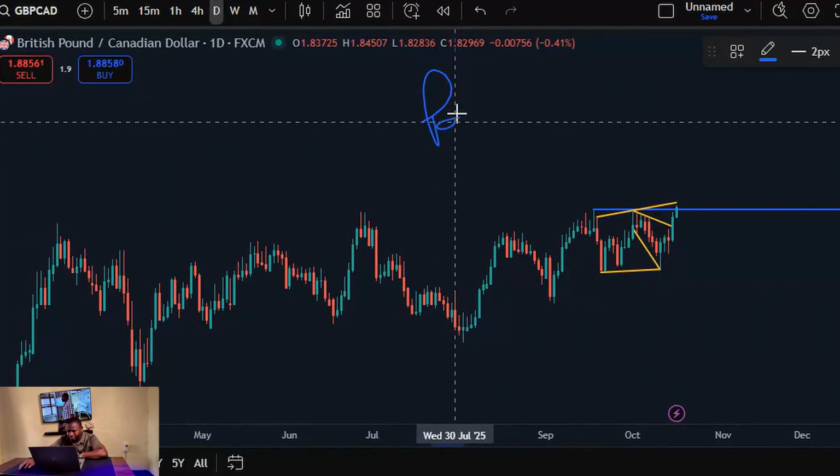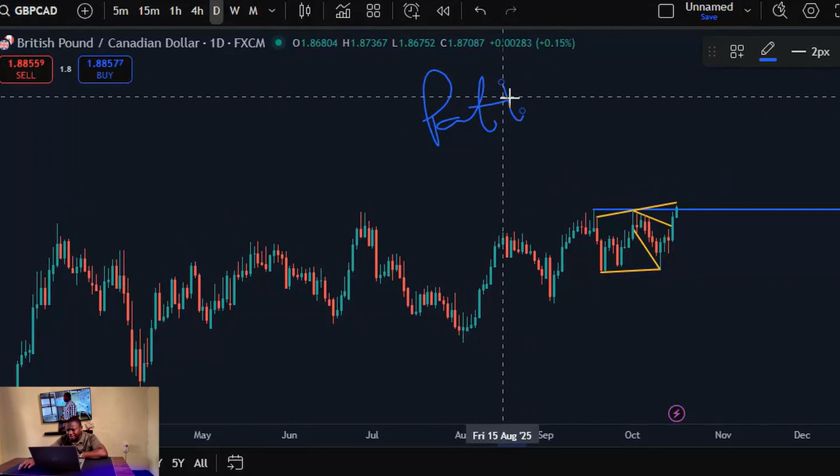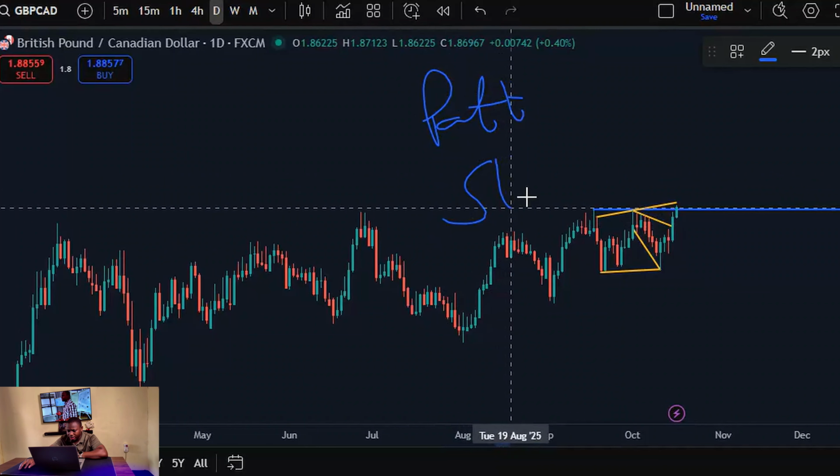Now, the number one thing, there are two things that we have to understand. The first is pattern, and the second is called structure. These are two different terminologies. However, I want to keep it simple and brief so that you can really understand what you need to focus on when it comes to market structures and patterns.